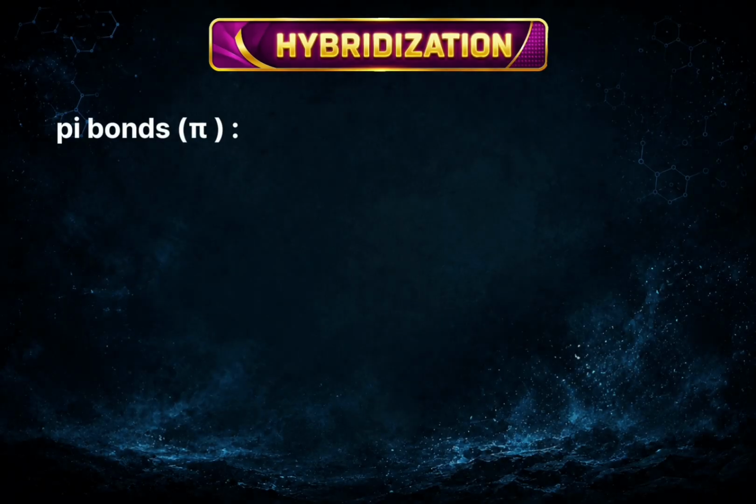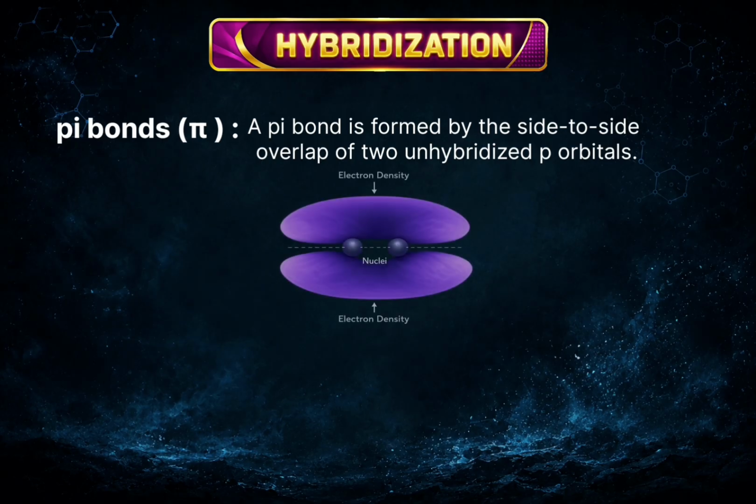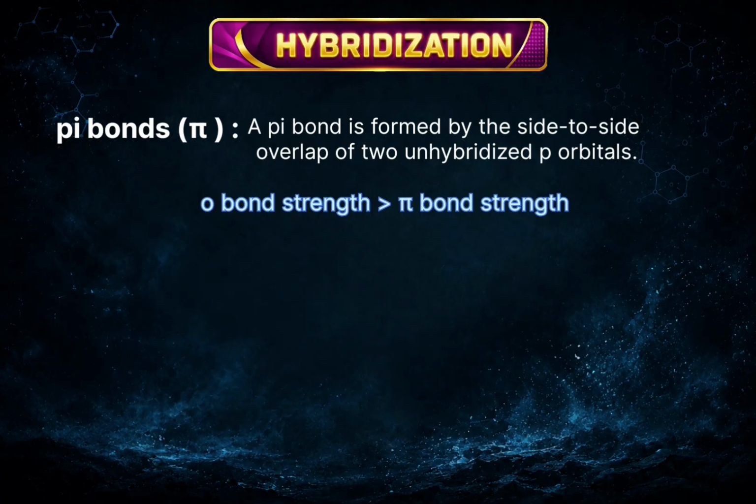Now let's talk about pi bonds. A pi bond is formed by the side-to-side overlap of two unhybridized p orbitals. Unlike sigma bonds, the electron density is found above and below the line joining the two nuclei. Because this overlap is less direct, pi bonds are generally weaker than sigma bonds.